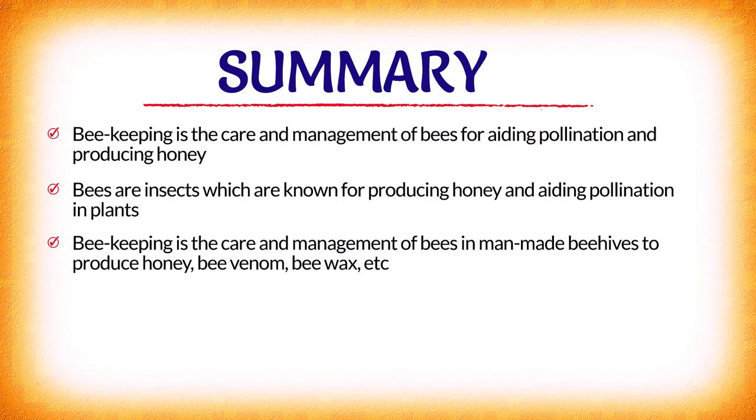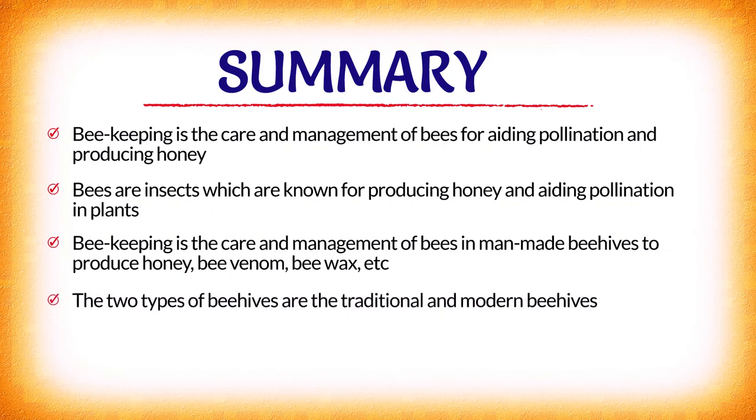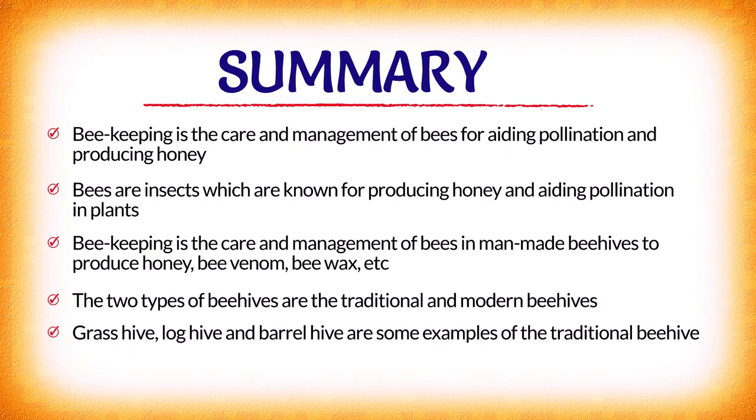Next, we learned that a beehive is a habitat or a house made for keeping bees. Furthermore, we learned that the two types of beehives are the traditional and the modern beehives. And lastly, we learned that grass hive, log hive, the barrel hive are some examples of traditional beehives. In order to ensure that you have learned something in today's class, let's attempt some questions.